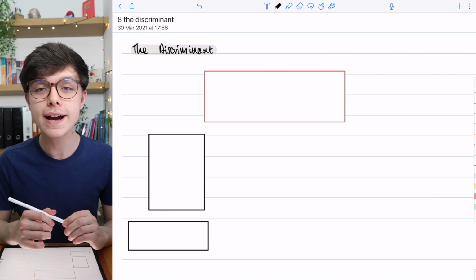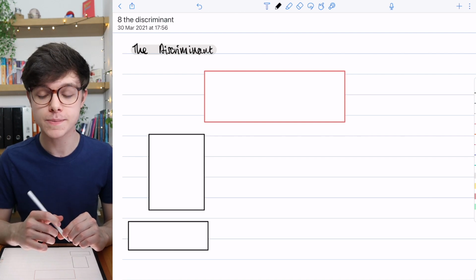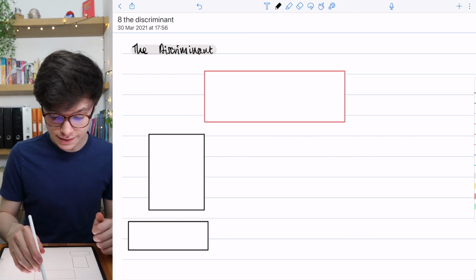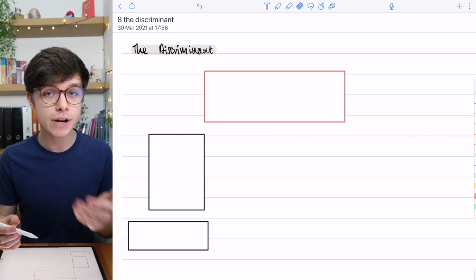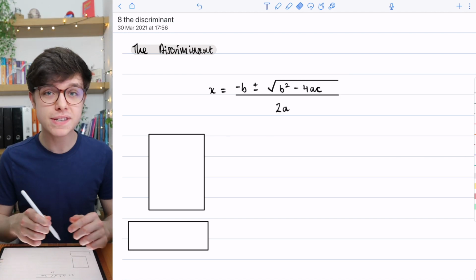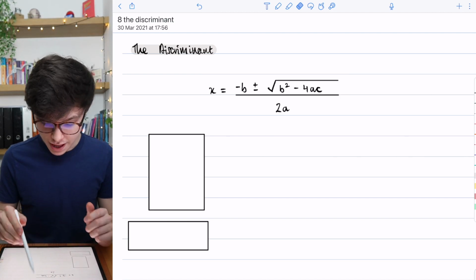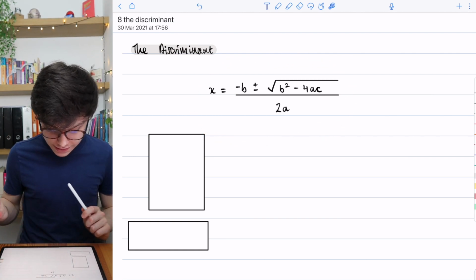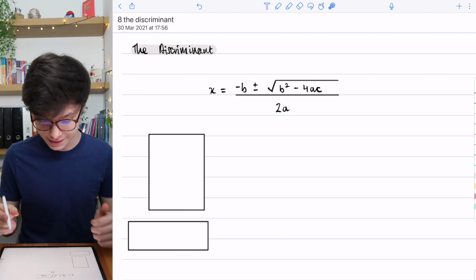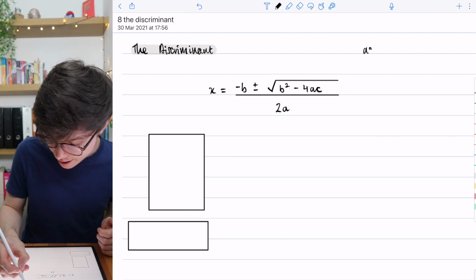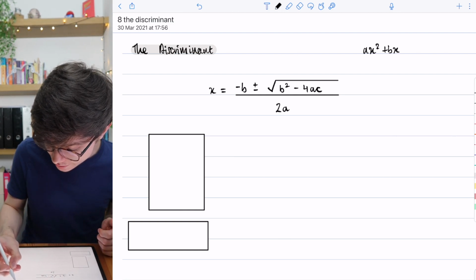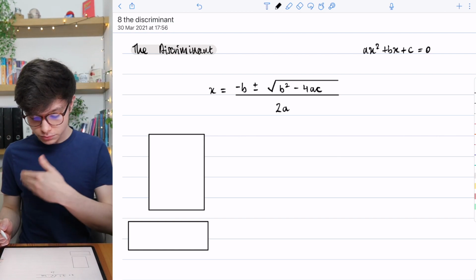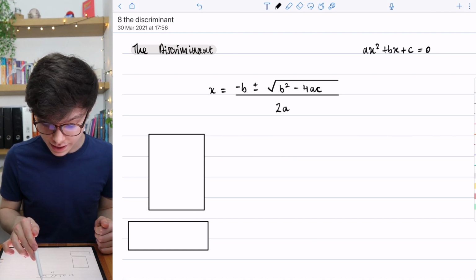In this video, we're going to be having a look at the discriminants. I'm going to start by reintroducing to you the quadratic formula. Now, you've seen this in previous videos of mine, and you've probably seen it at GCSE as well. This is the quadratic formula, and as you probably know, it solves quadratics in the form ax squared plus bx plus c equal to 0.